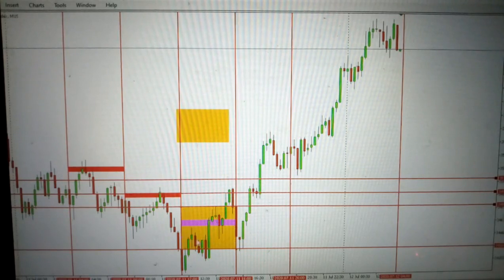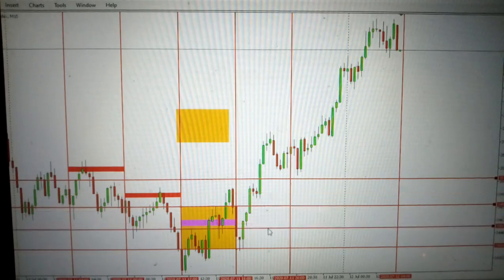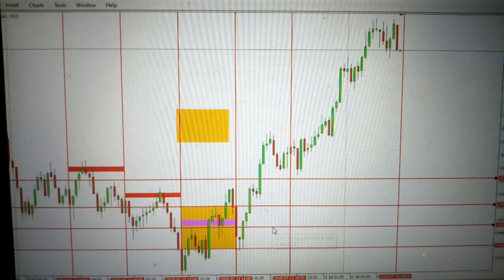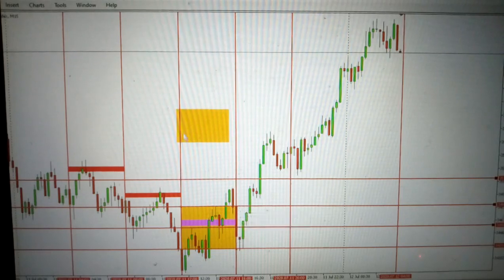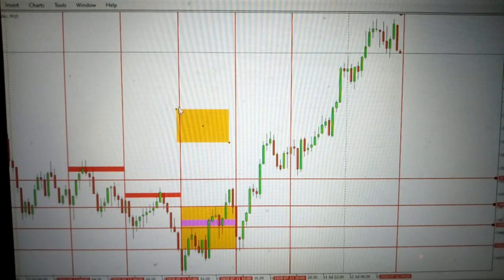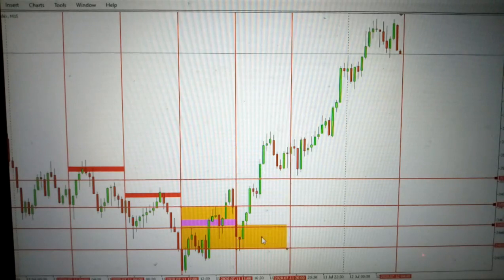Okay, so this is the rectangular box I'm working with right now. So I'm going to divide it into two. Now price rose from this point to this point, so I'll be having a support around here. Let me map out what I'm talking about. My support will be in this area.